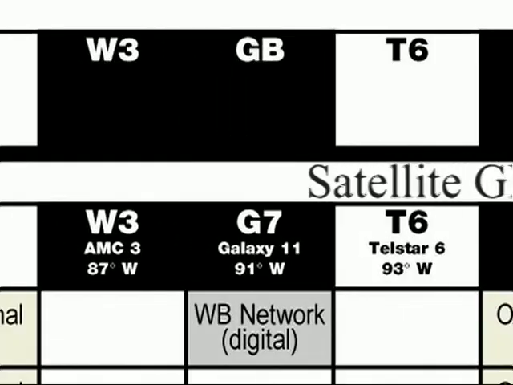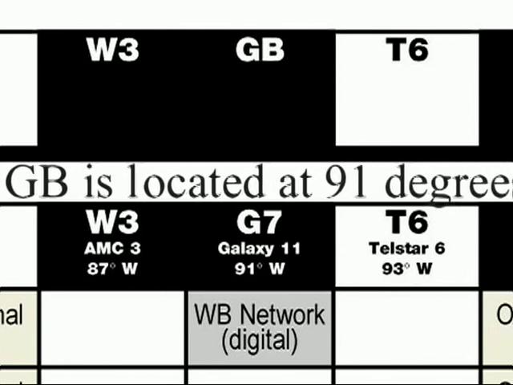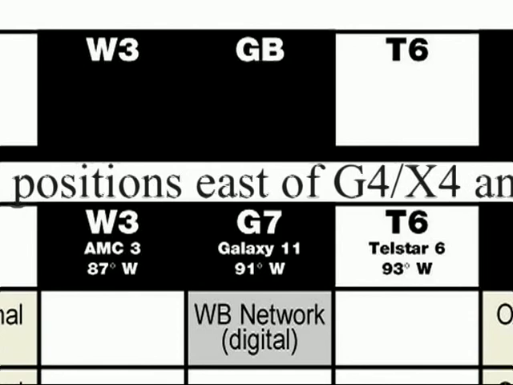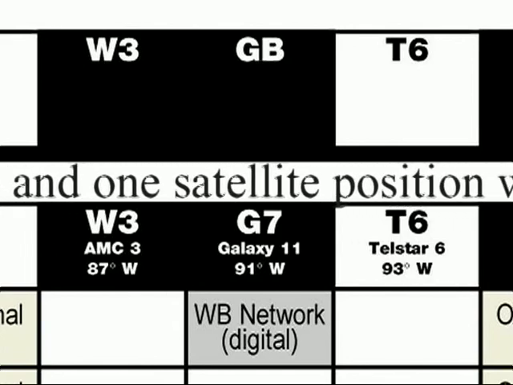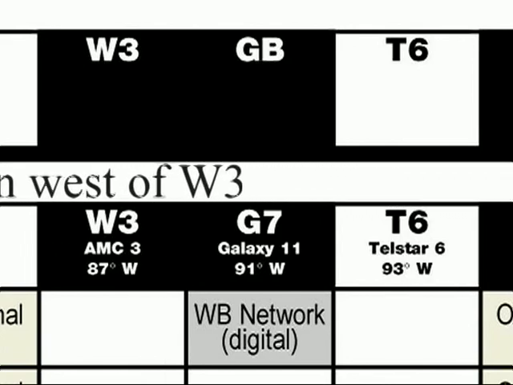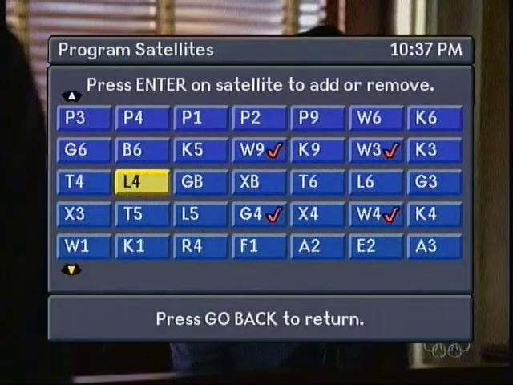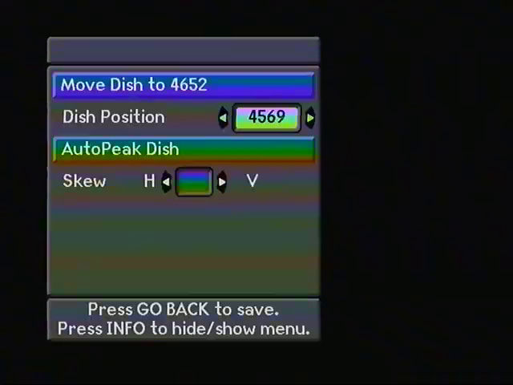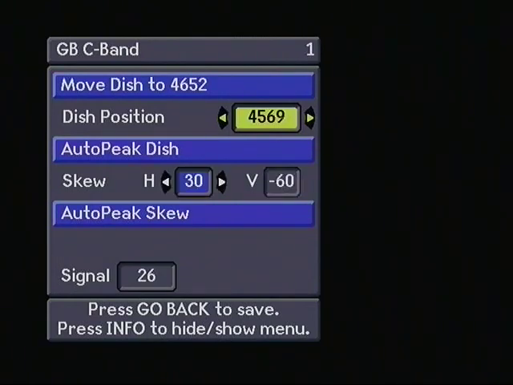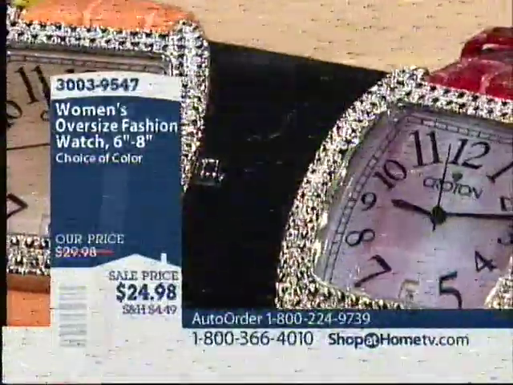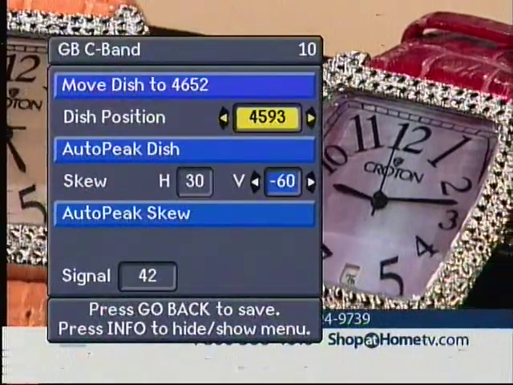Satellite GB is located at 91 degrees west. It is 4 satellite positions east of G4 and X4, and 1 satellite position west of W3. Starting at satellite W3, go to the Program Satellite screen and choose Satellite GB. Change the channel to channel 10, Shop at Home, and move the dish west until you get a picture. Then save your settings.